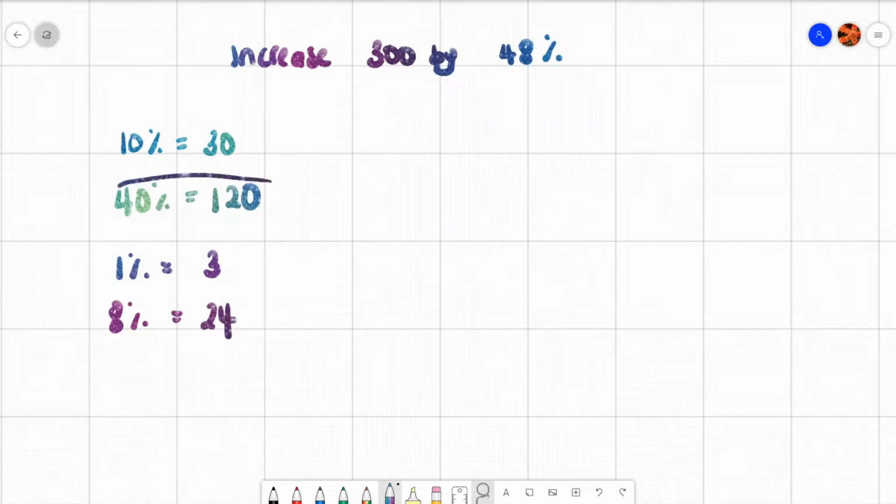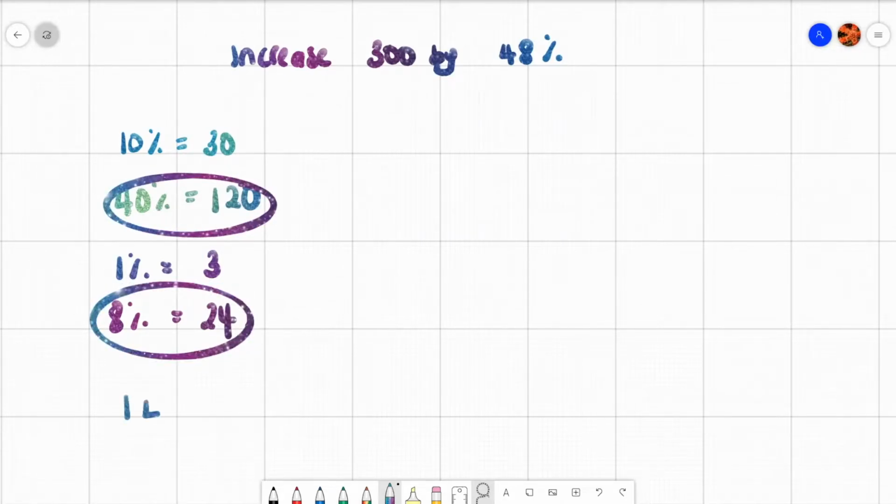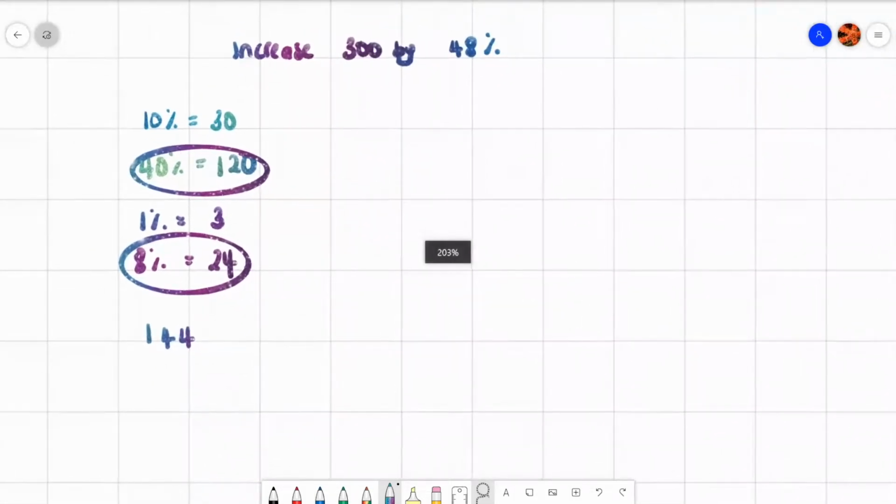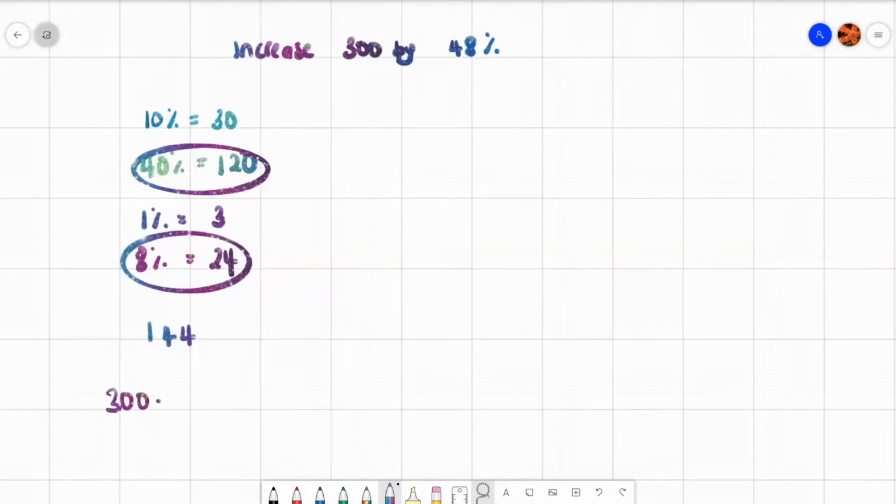Now I'm making it bigger by 48%. So these are the numbers that I want. So that's going to be 144. So I'm going to do 300 add 144. That gives me 444. And you can see that's method 1. Or the other method is, well, if I'm making 300 bigger by 48%, well, the 300 is worth 100%. I'm making it bigger by 48%, so I'm going to add 48% onto it, which is 148%.